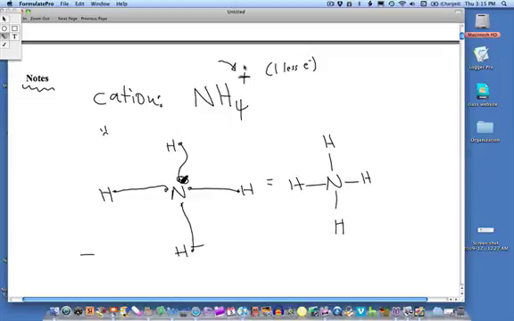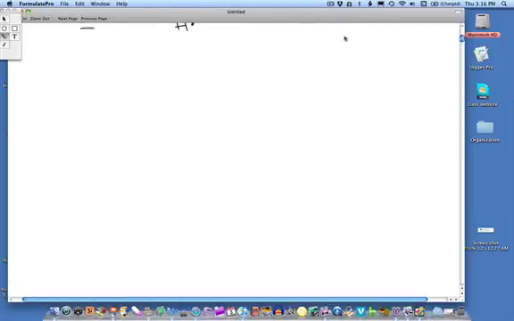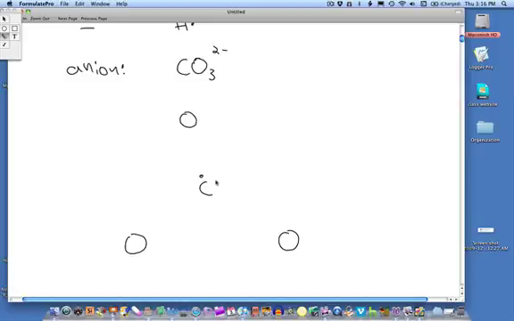Okay? And because this is a polyatomic ion, whenever you have a charge, you put your Lewis structure in brackets and you put the charge at the top. Now the next situation is if we have an anion. And the carbonate anion is a good example of that. So we're going to put our carbon in the middle because it has the most bonding power. We're going to give carbon its 4 dots and give oxygen its 4 dots. Or, I'm sorry, 6 dots.